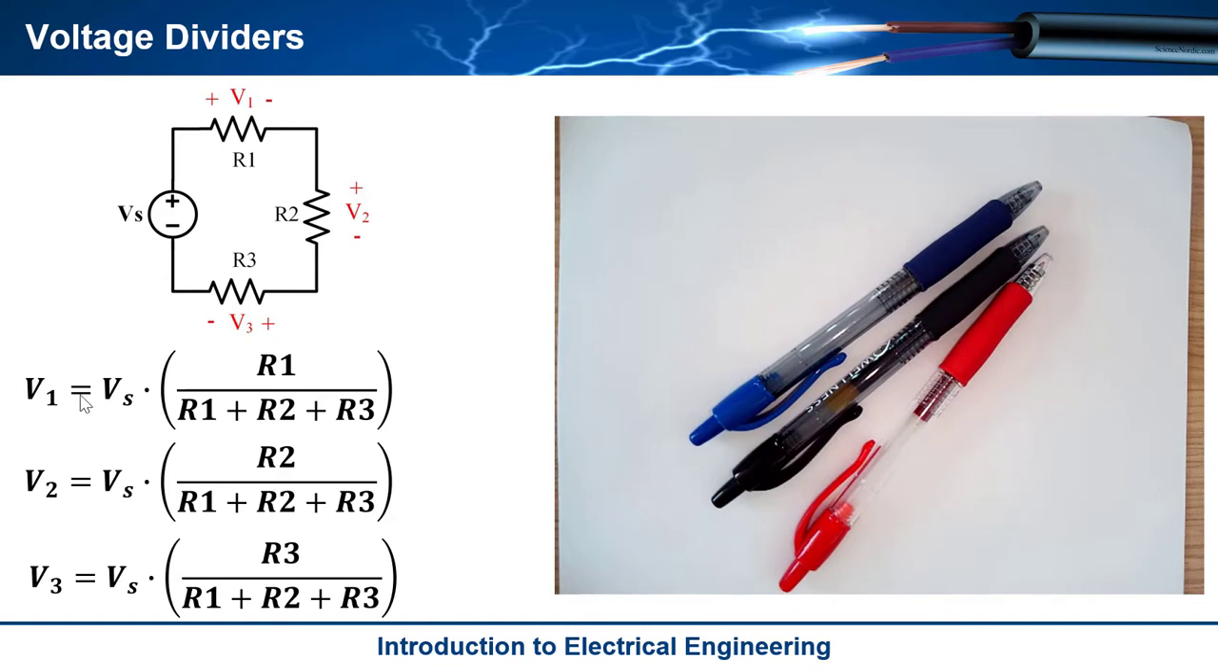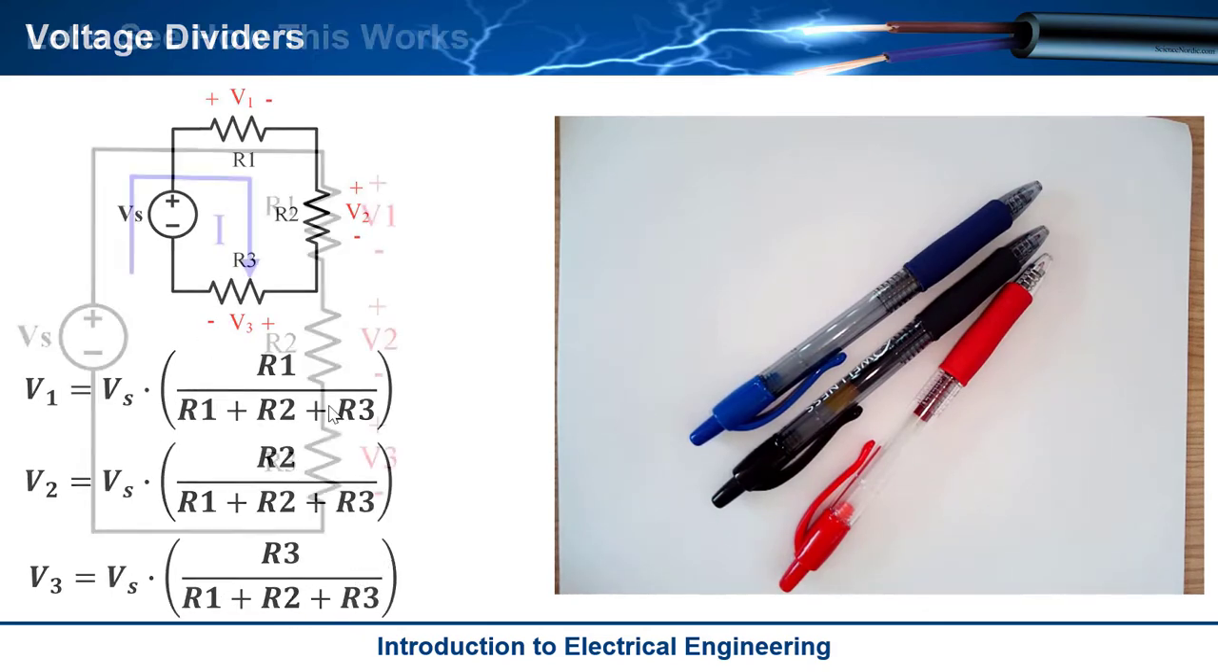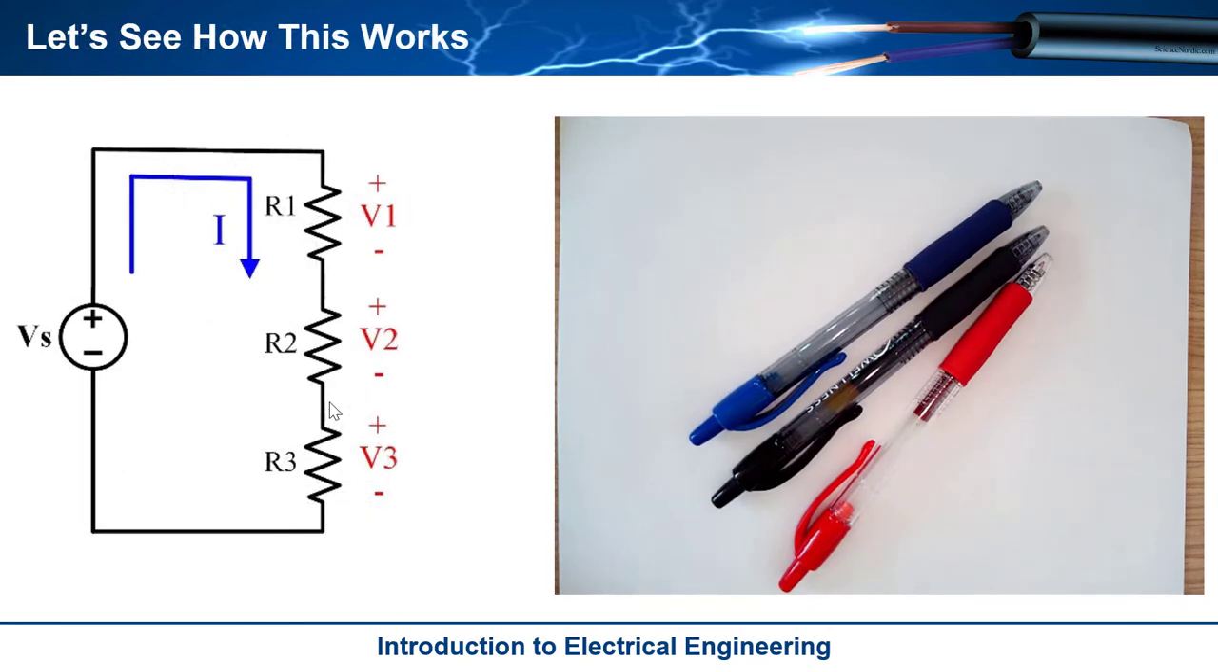So for example, if I wanted to find V1 in this circuit, I could simply multiply Vs by R1 over R1 plus R2 plus R3. If I wanted to find V2, I'd simply multiply Vs by R2 over R1 plus R2 plus R3. And if I wanted to find V3, I would simply multiply Vs by R3 over R1 plus R2 plus R3. And again, all of these were derived using KVL and KCL. So let's go ahead and see how this works.